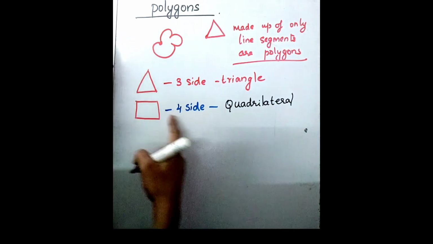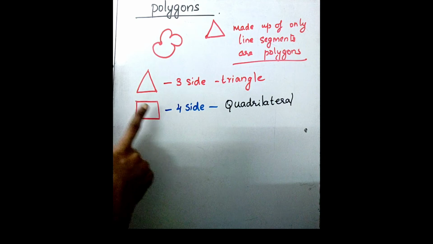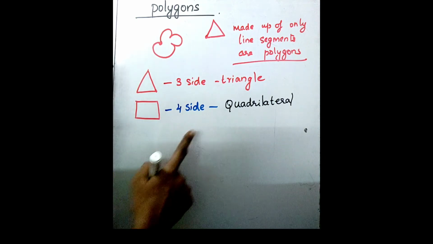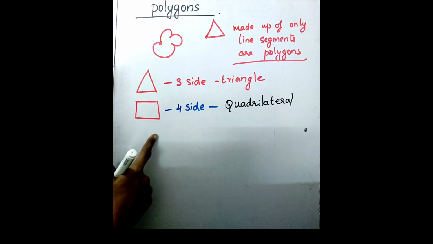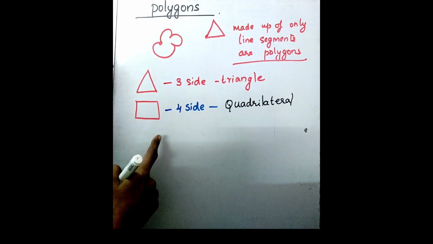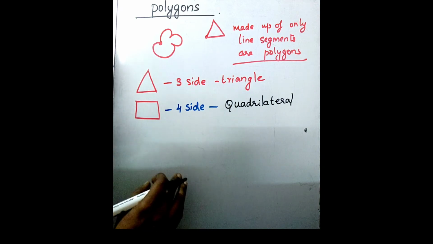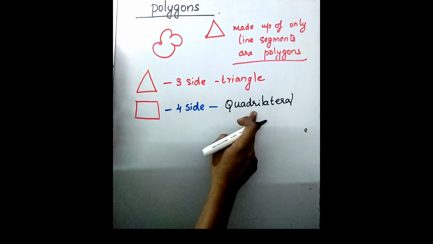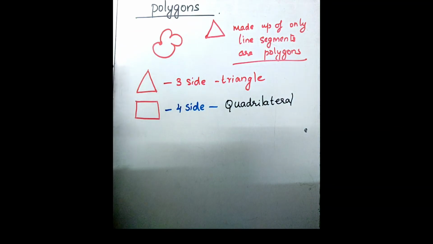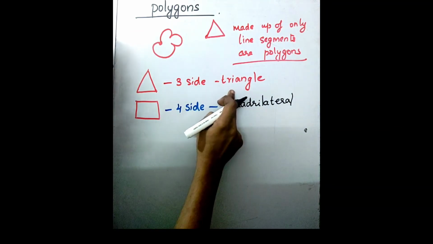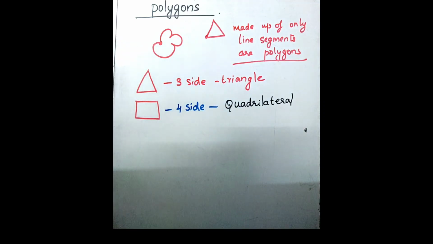Quadrilateral. Any figure that has four sides, four line segments, is called a quadrilateral. This can be a square, this can be a rectangle. So any figure that has four line segments is called a quadrilateral. Three-sided figure is called a triangle.